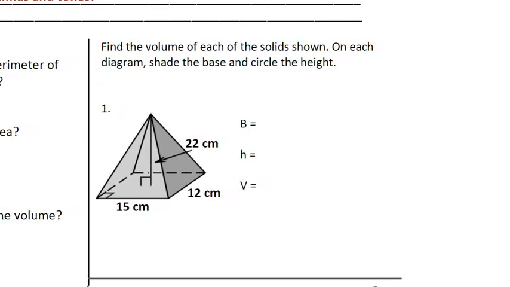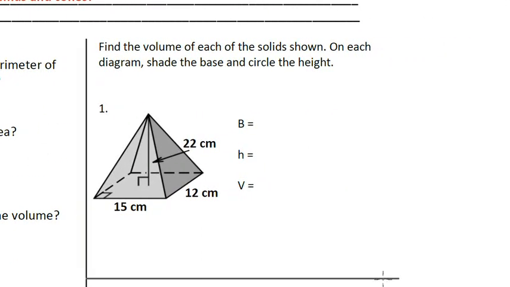There we go. All right, so find the volume of each of the solids shown below. On each diagram, shade the base and circle the heights. Let's do question number 1. Let me see if I can get my colors here. So it's easy to find the base of a pyramid and a cone because there's only one. You don't have to make a choice.